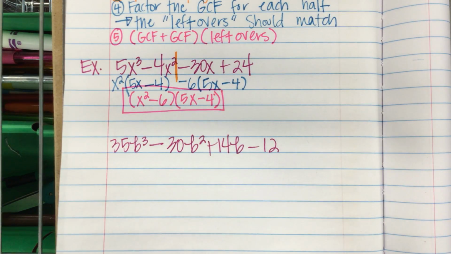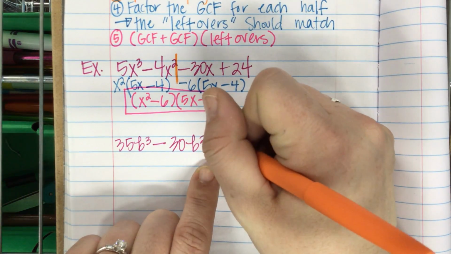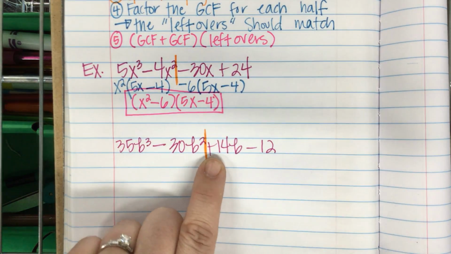Step 3, split the polynomial in half. Where does it go? In front of that plus sign? Okay.